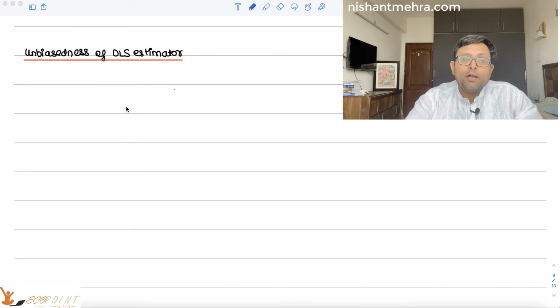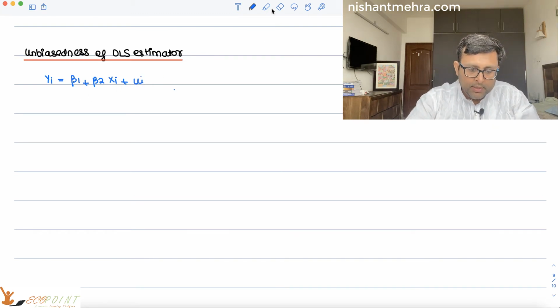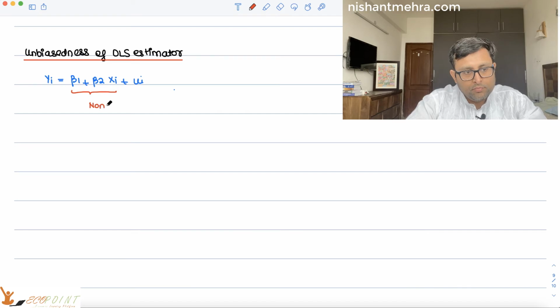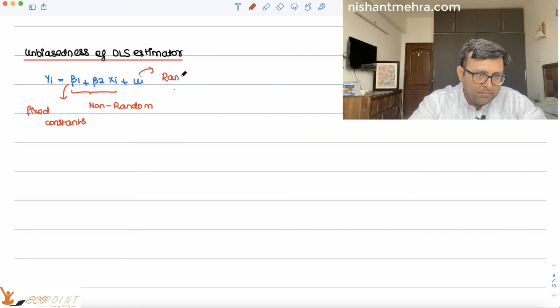Let us do the proof of unbiasedness of an OLS estimator. So you start with this. You say that you have the model yi equals beta 1 plus beta 2 xi plus ui, right? Guys, this is the non-random part, not changing. Even though beta 1 and beta 2 are unknown, they are fixed constants, right? This guy is a random part or a random component.